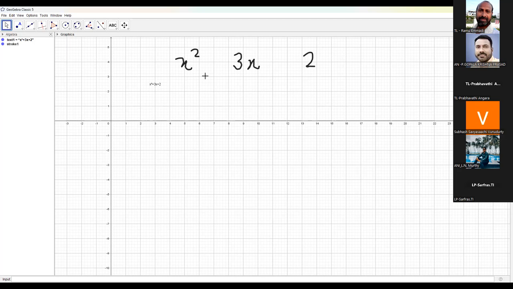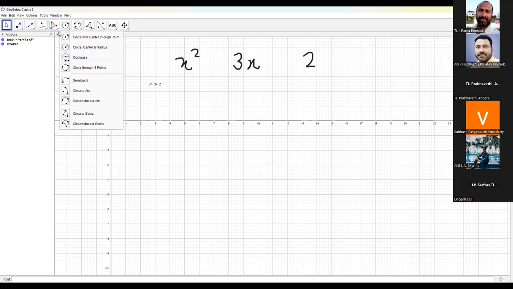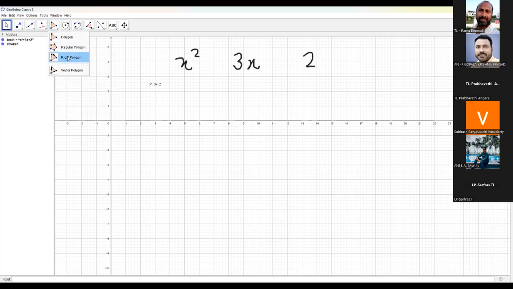For creating x square, I'm going to make a square. For a square, I'm taking this rigid polygon, not regular polygon. I'm going to make a rigid polygon with x as 3 units. For this rigid polygon, you have to take 4 points. As you can see, there are instructions just below the rigid polygon: select all the vertices and the first vertex again, or select a polygon. So I'm selecting this first, then the second point, and then this third point, and now the fourth.